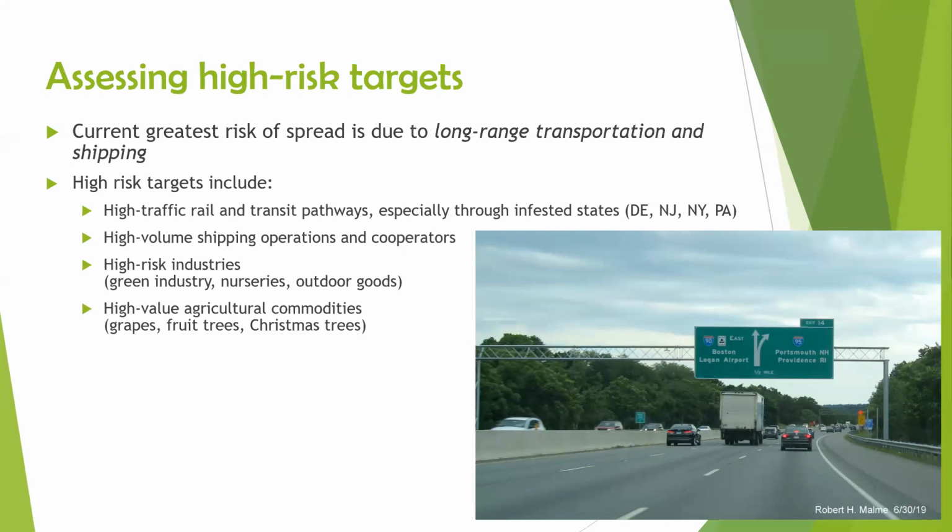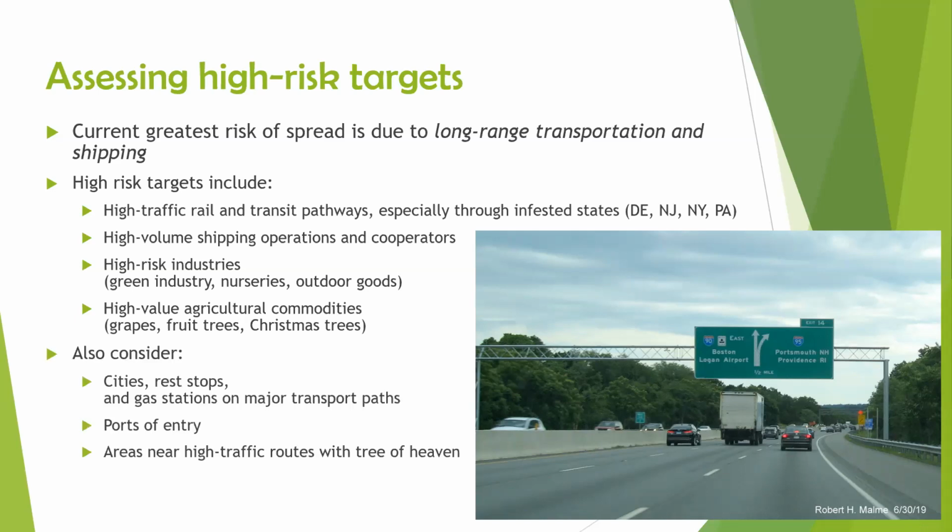The green industry is also at risk when plants are being shipped from one place to another, or outdoor goods. We have a lot of high-value agricultural commodities like grapes and fruit trees and Christmas trees that are shipped from one place to another. And we also know that lanternflies have shown up at places like rest stops and gas stations on major highways and at ports of entry, along the coast, and basically any high traffic routes that have its main host, tree of heaven.